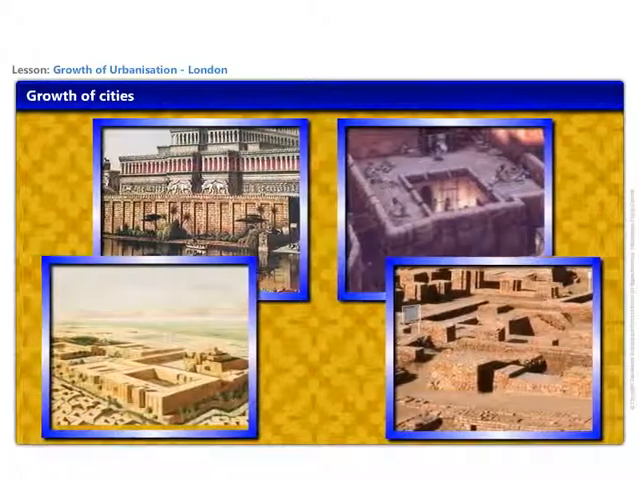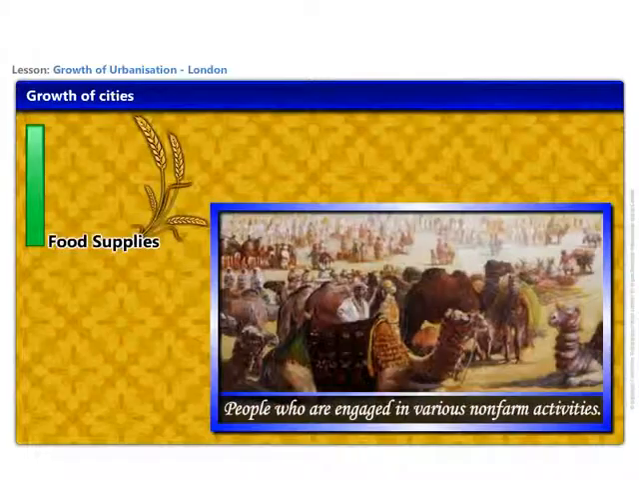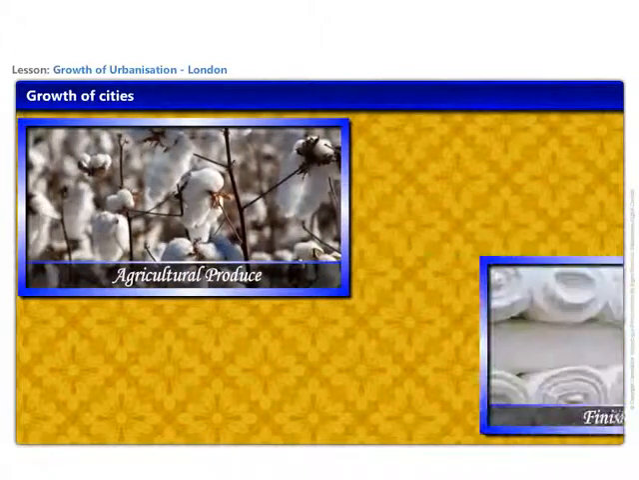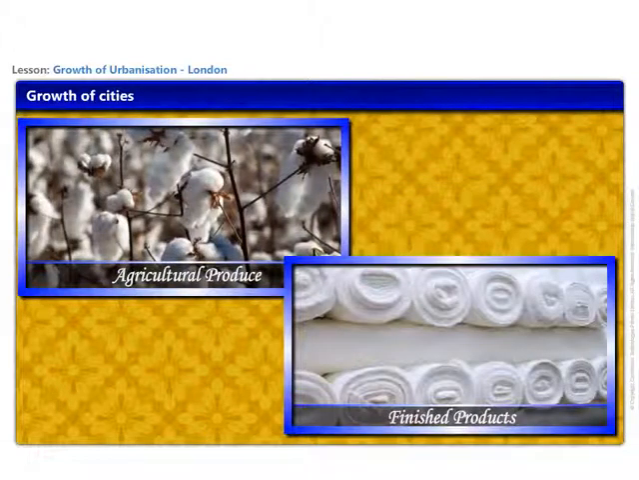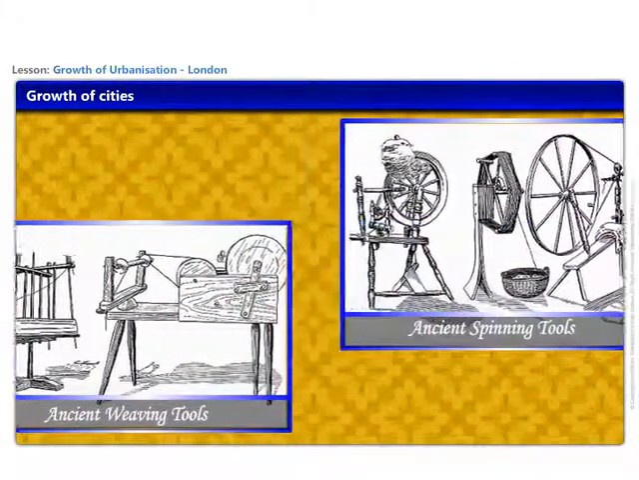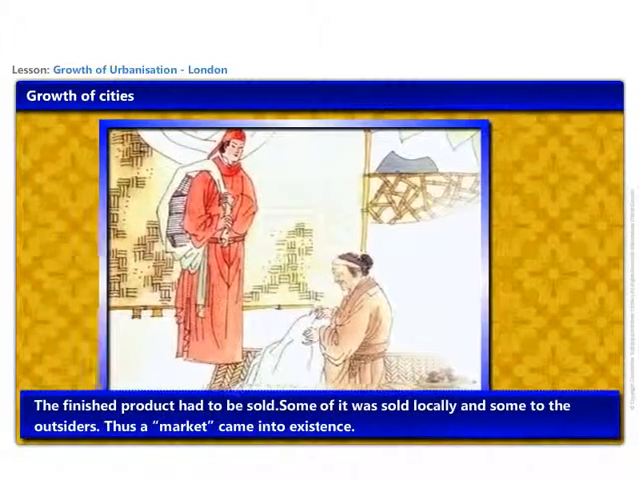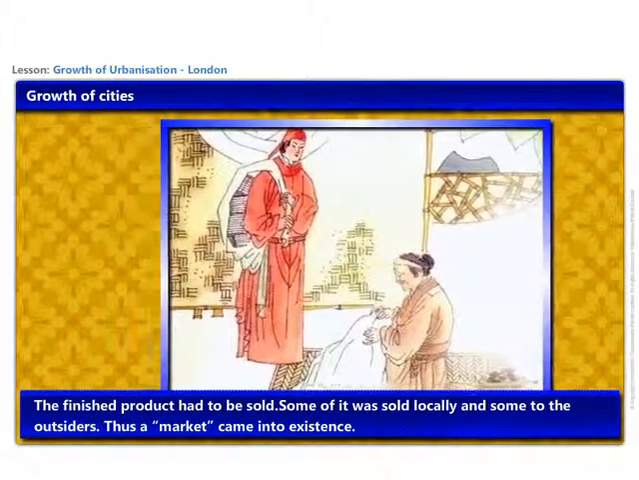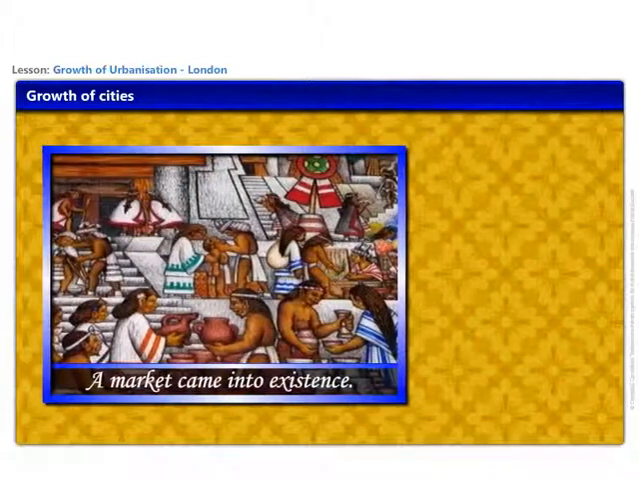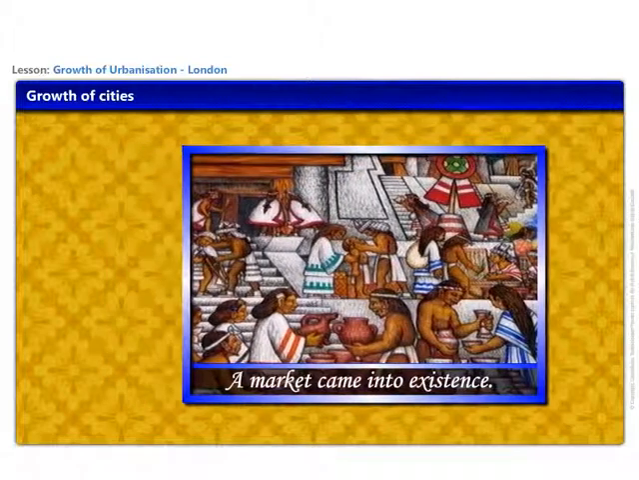Ancient cities developed when an increase in food supplies made it possible to support other people who are engaged in various non-farm activities. The agricultural produce needed to be converted to finished products. This led to manufacturing of tools that helped create the finished products. Then, the finished product had to be sold. Some of it was sold locally and some to the outsiders. Thus, a market came into existence. The creation of market brought a lot of people together from far and near.